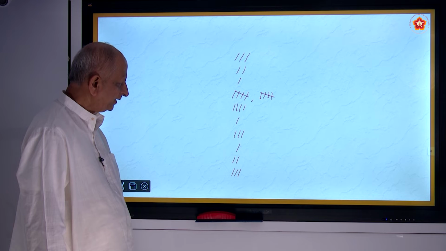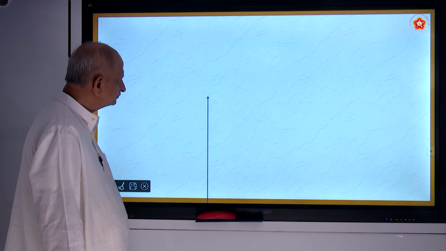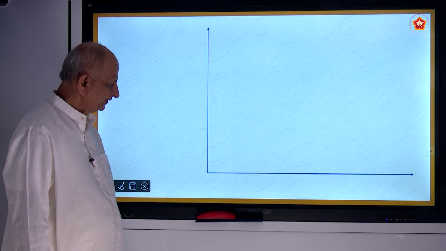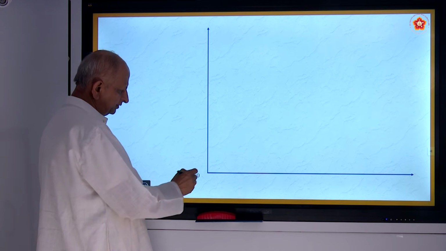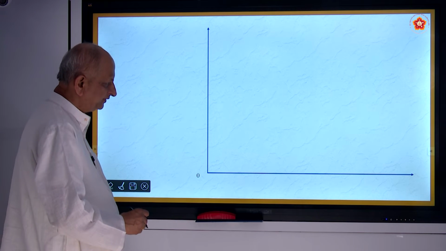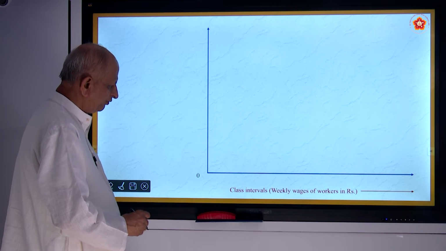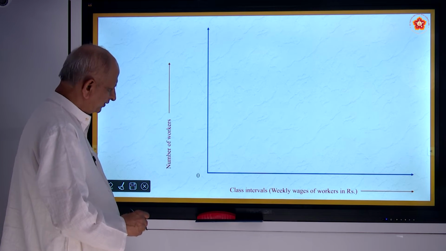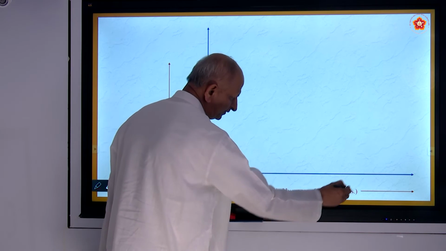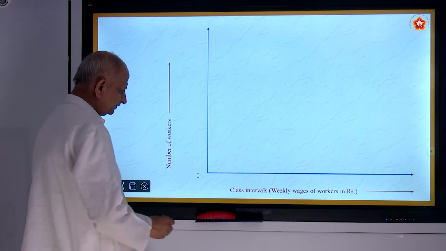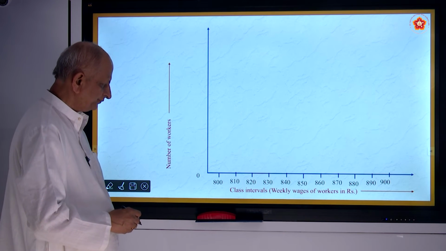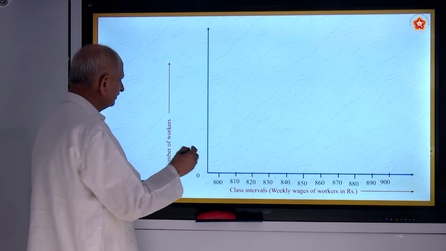frequency polygon. For that we want the x-axis and y-axis, and this is called the origin. The horizontal line is called the x-axis, the vertical line is called the y-axis. So the class interval, that is the weekly wages of workers in rupees, is shown on the x-axis. Number of workers is shown on the y-axis, and you must write the scale.